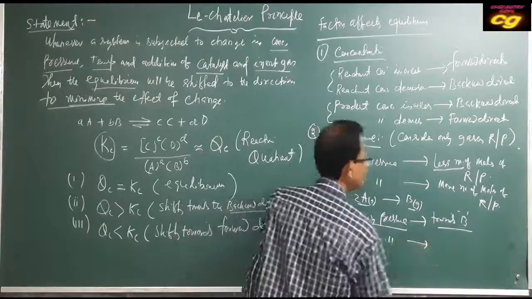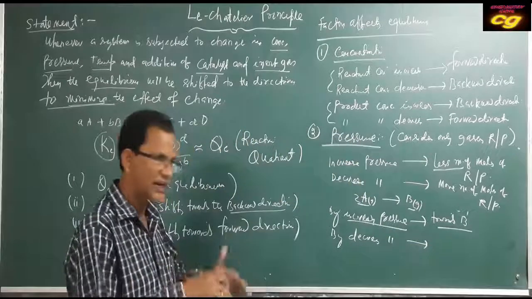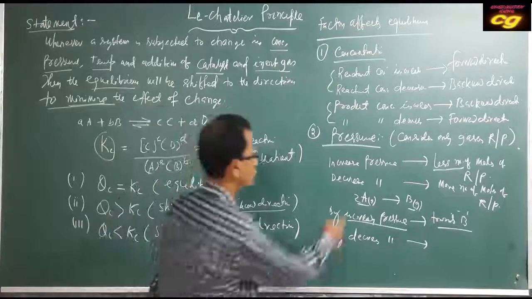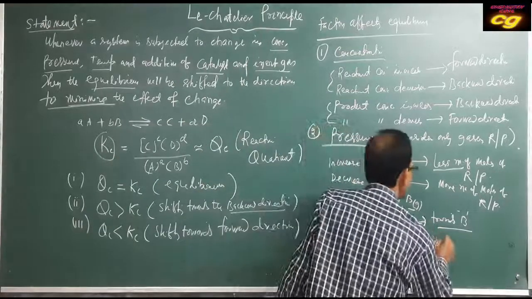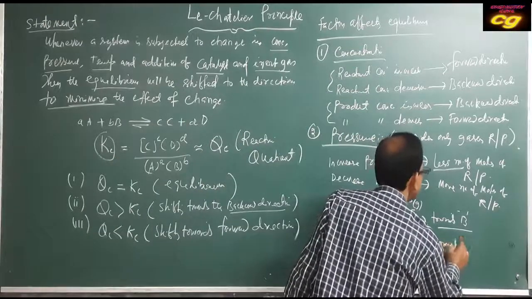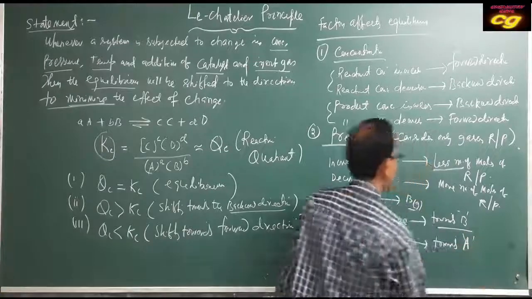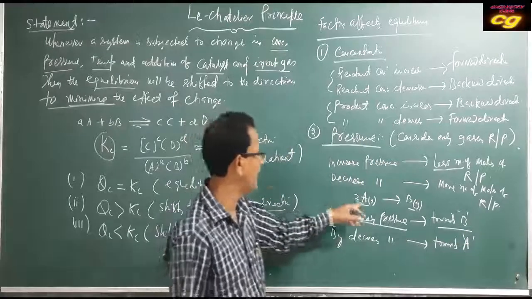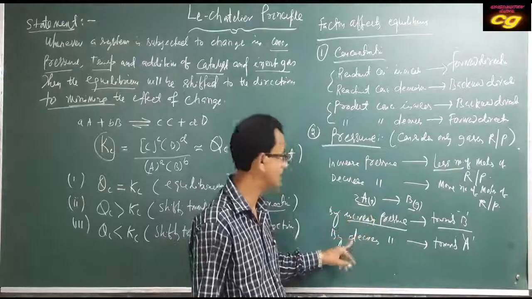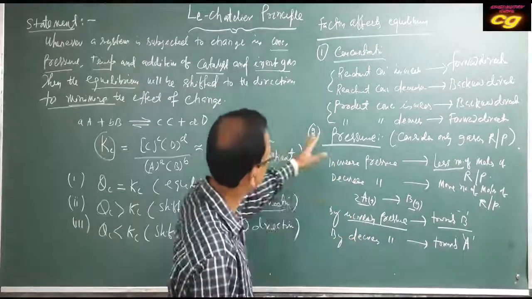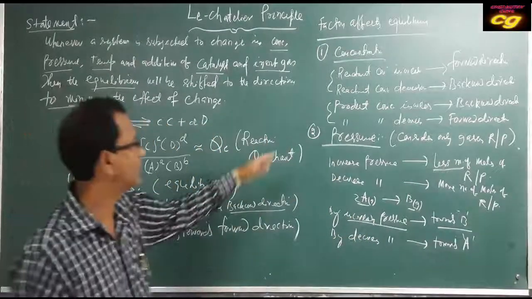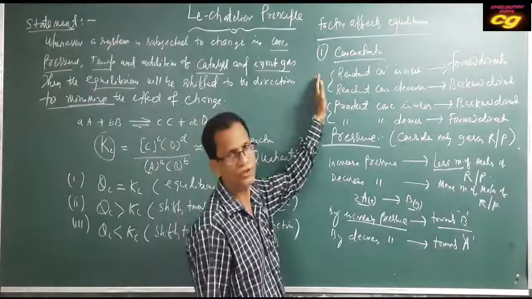And by decreasing pressure, the equilibrium shifts towards the side where the number of molecules is more, so towards A. That means more amount of A will be formed by decreasing pressure. So this is the effect of pressure, and the effect of concentration.